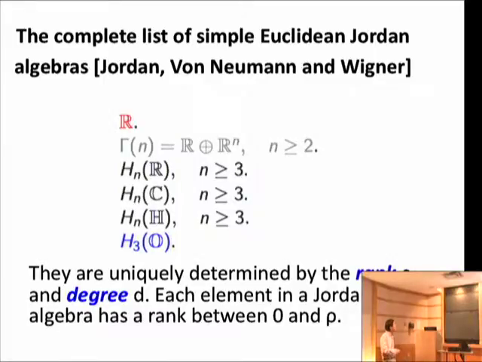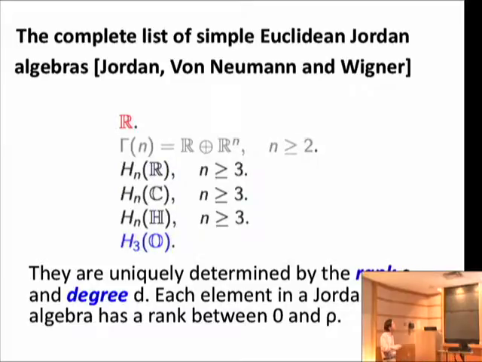Okay. And then there's something called degree. The degree in this case, for an n by n matrix, there's an off-diagonal entry. The off-diagonal entry is a real number. So it's a 1. And here, the off-diagonal entry is a complex number, so viewed as 2 independent real numbers, you get 2, so the degree is 2. Similarly, here the degree is 4, and this is a degree 8. And the degree here is n minus 1. Okay. And so any Jordan algebra is uniquely determined by these 2.